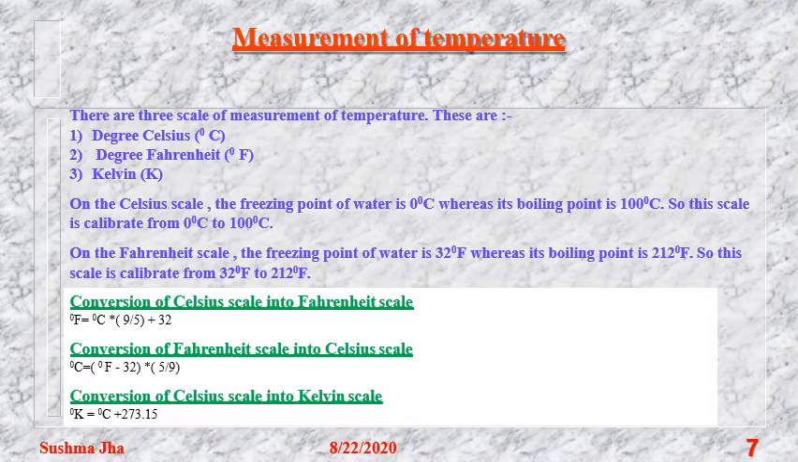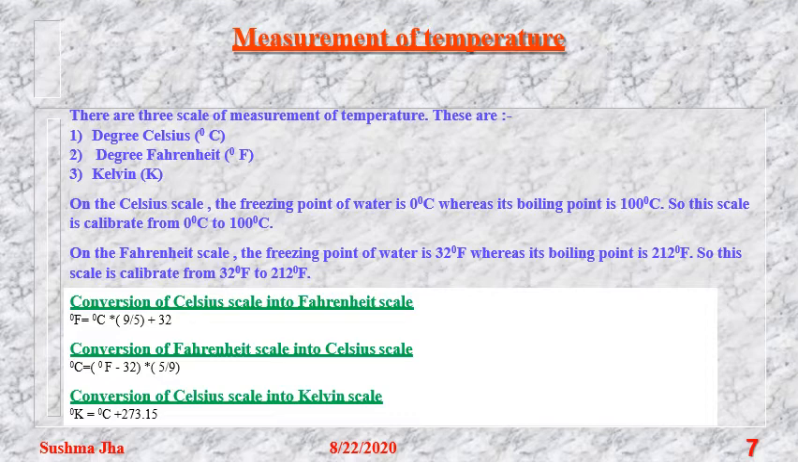Now, measurement of temperature on different scales. First is degree centigrade. On the Celsius scale, the freezing point of water is 0 degrees and the boiling point is 100 degrees centigrade. This thermometer is calibrated from 0 degrees to 100 degrees. On the Fahrenheit scale likewise, 32 is the freezing temperature and 212 Fahrenheit is the boiling temperature. So it is calibrated from 32 to 212 degrees Fahrenheit.